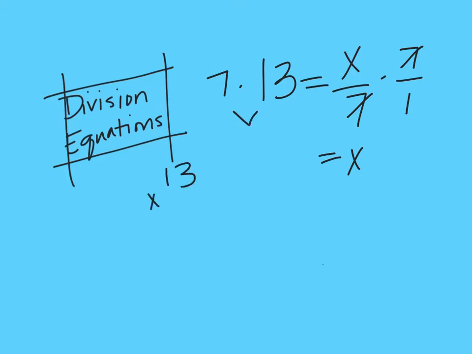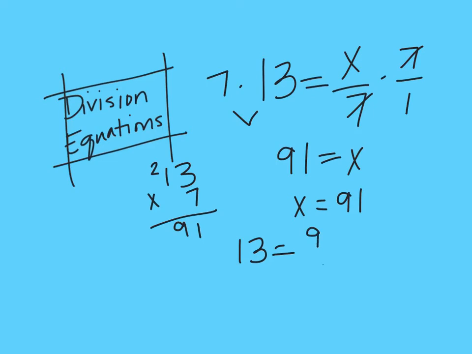So 13 times 7, 7 times 3 is 21. 7 times 1 is 7 plus 2 is 9. So 91 equals x, or x is equal to 91. Putting it back into our equation, 13 is equal to 91 over 7.